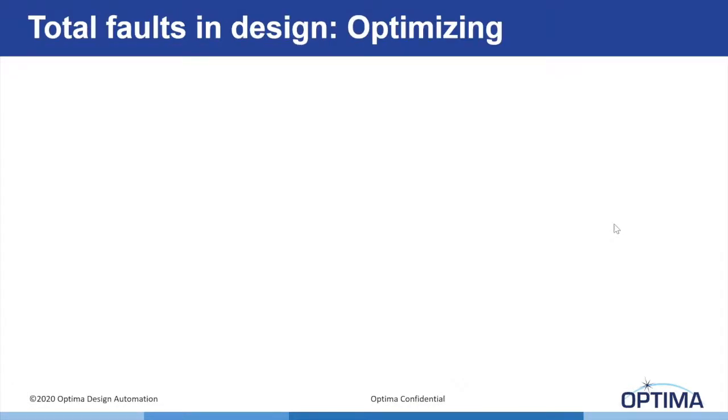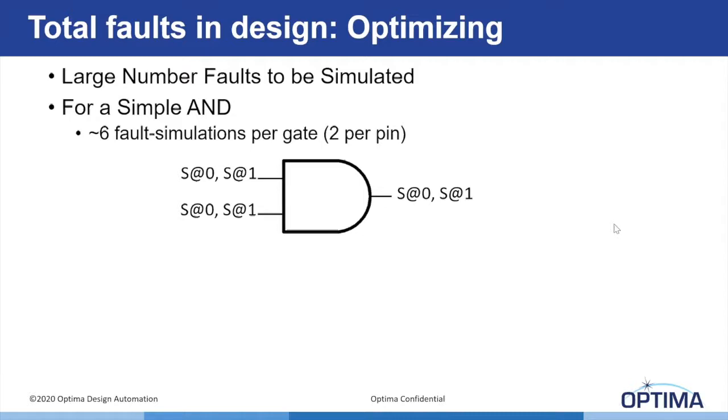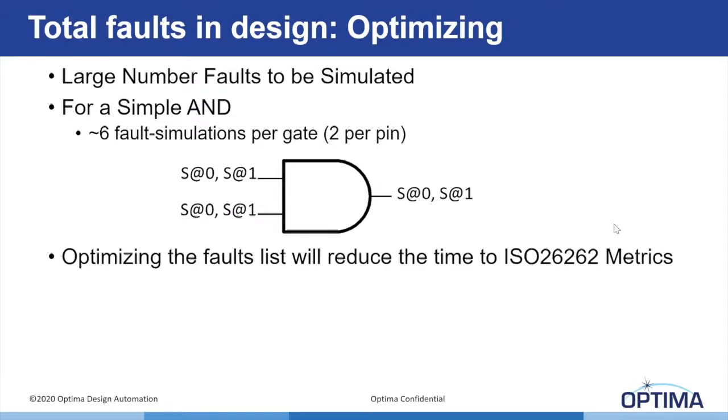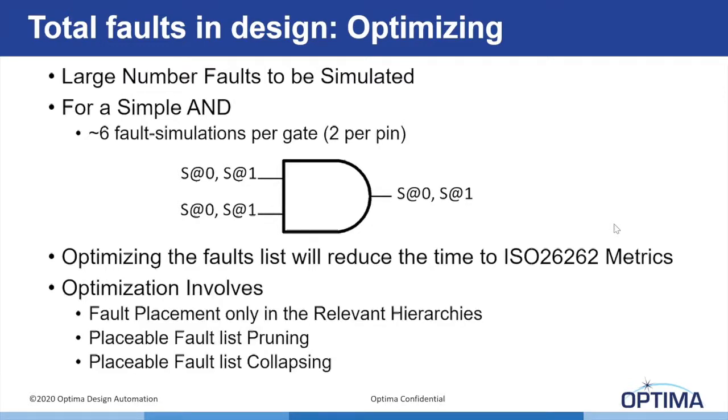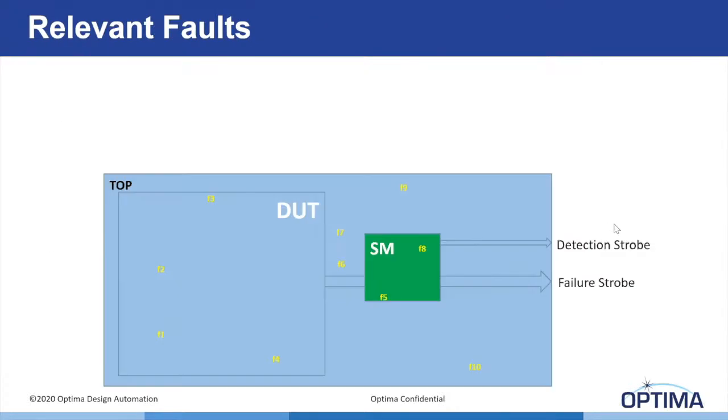The total number of faults in the design is very large as the design grows. For example, an AND gate with 2 inputs and 1 output has 6 faults. Optimizing the fault list will reduce the time for the ISO 26262 metrics. Optimization involves placing faults only on the relevant hierarchies, placeable fault list pruning, and placeable fault list collapsing.